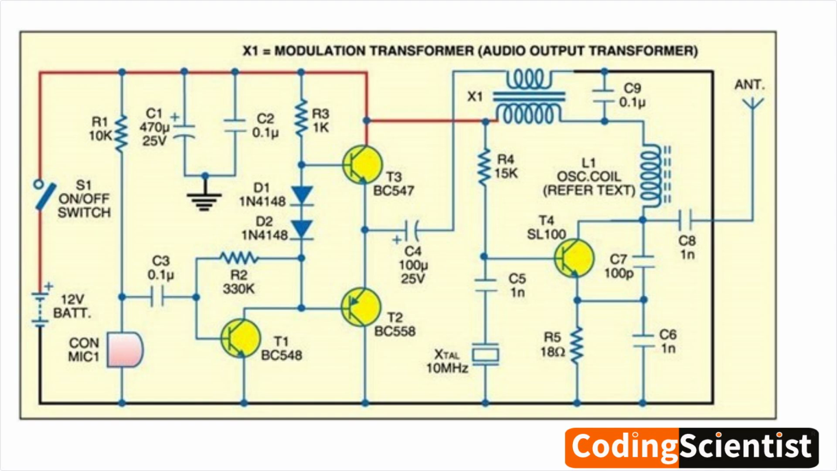L1 and C7. Buffering: the modulated signal from T2 is fed to the base of T3, which acts as a buffer, isolating the modulator stage from the power amplifier stage. Power amplification: the buffered signal is then amplified by transistor T4, increasing its power level. Transmission: the amplified and modulated signal is finally sent to the antenna for transmission.